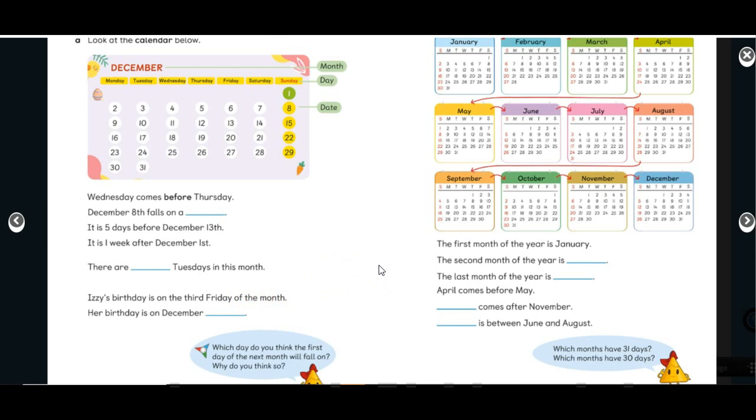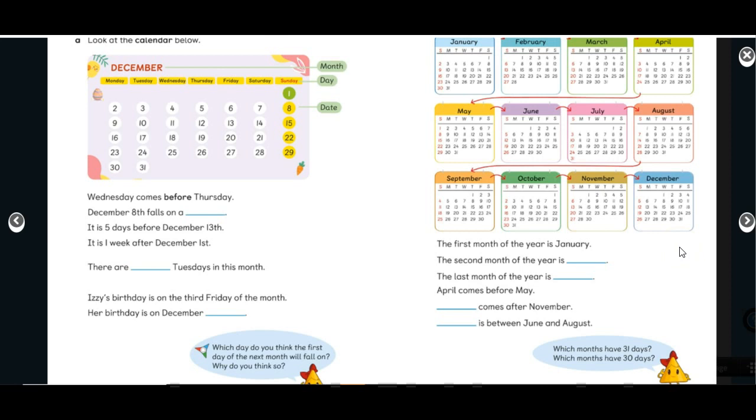All right, so here is the calendar once again, and we can see the different months of the year. January, February, March, April, May, June, July, August, September, October, November, and December. The first month of the year is January. The second month of the year is... Very good. The last month of the year is what? That's right, it's December. Okay, April comes before May.